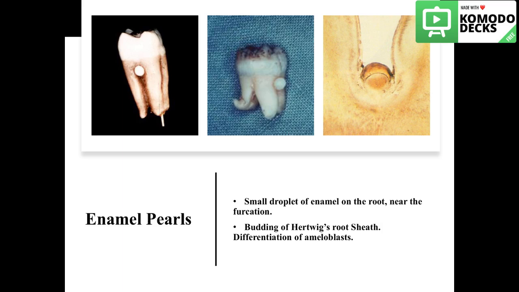A final phenomenon that may be of interest to you is what we call enamel pearls. They are small droplets of enamel on the root near the furcation because sometimes in the stage of tooth formation, some of the cells that form enamel slip down a little bit into the root and continue to form enamel there, to form enamel pearls.